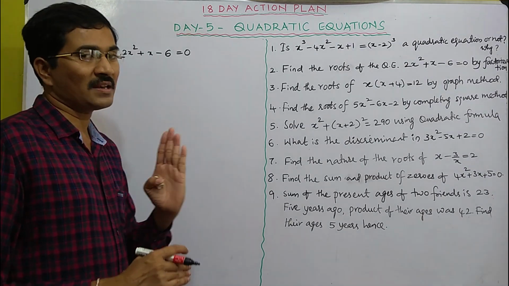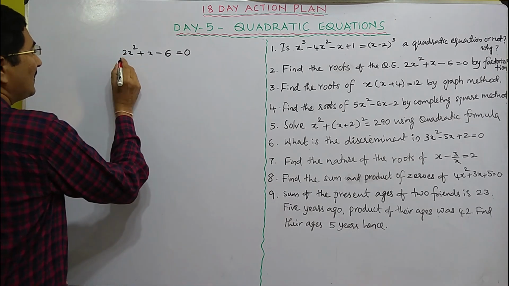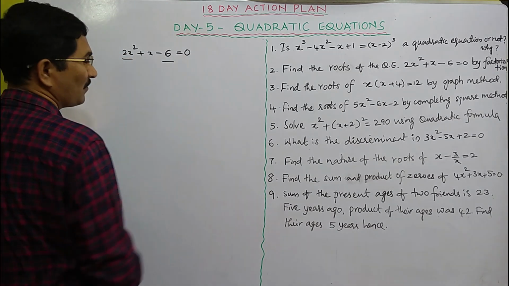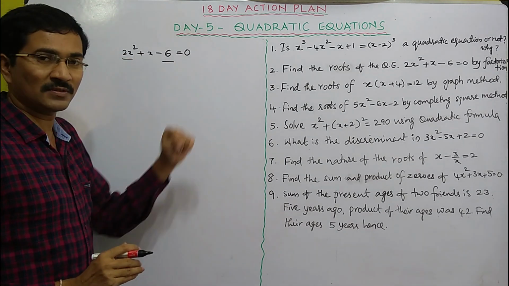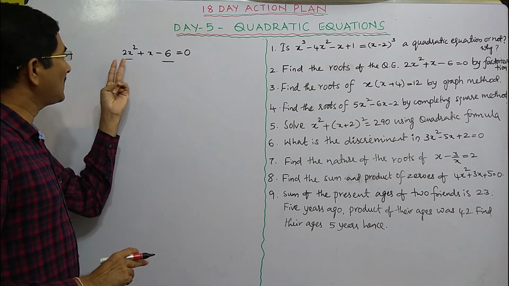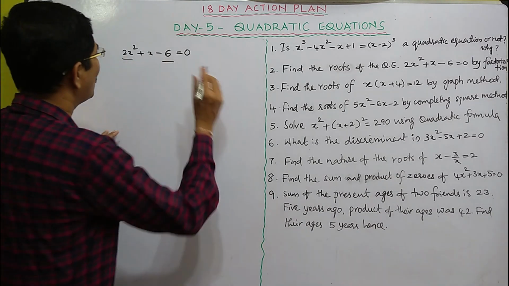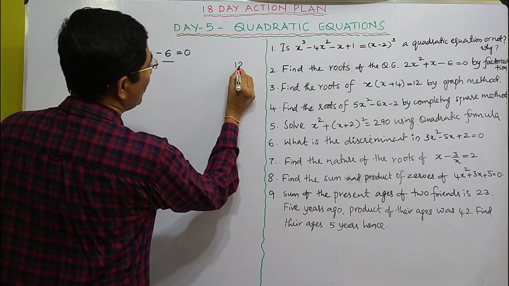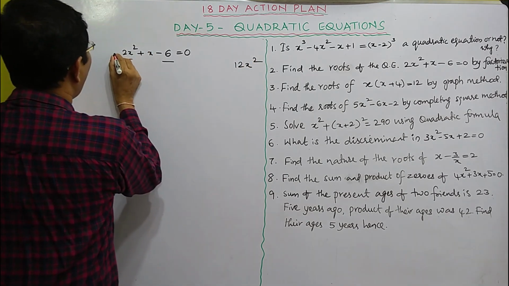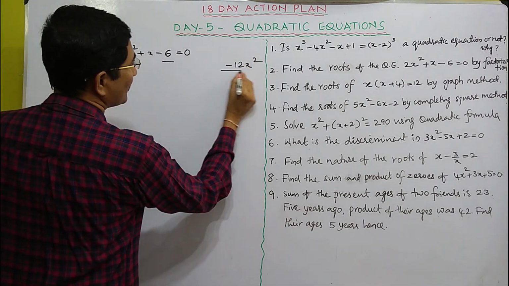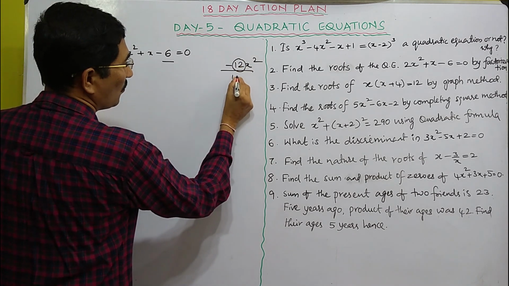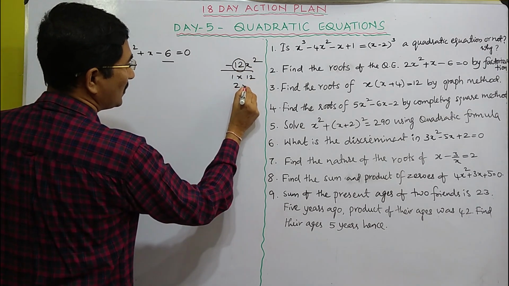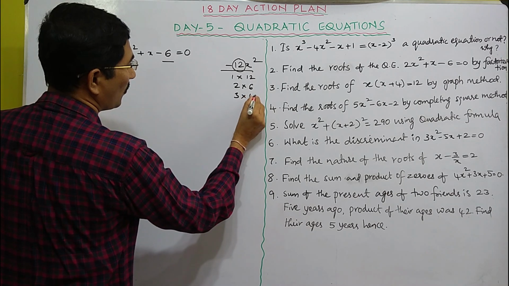So let us go for a small revision now. It's nothing. You will multiply this one and this one. Before that, we arrange it in the descending order of the powers of the variables. Then multiplying the x square term and the constant, it becomes minus 12 x square. The symbol will be minus. So factorizing 12: 1 into 12, 2 into 6, 3 into 4.